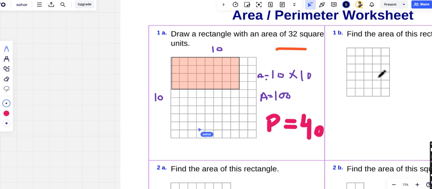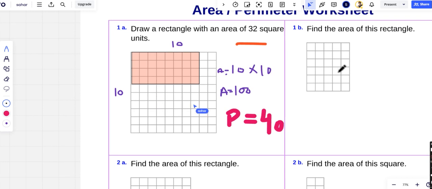Understand? Yes. Can you find the area of this rectangle? Yes. Good. Hurry up, make practice on this. Okay. And also explain how you can do it.